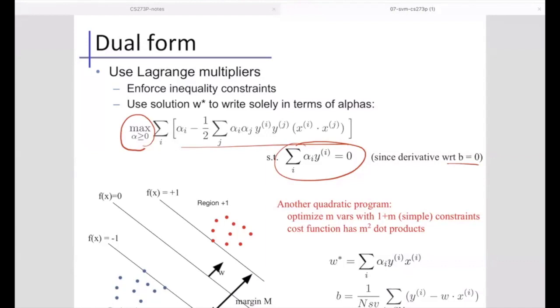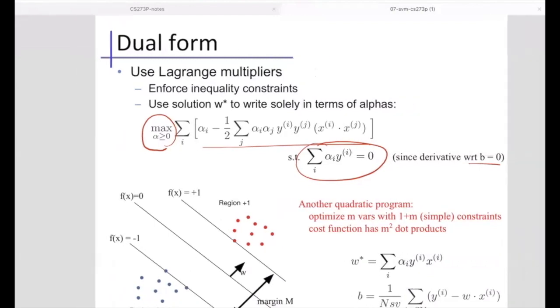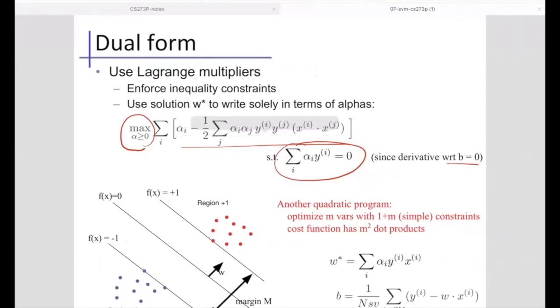You convert a problem into a new problem. This problem is another kind of constraint optimization problem, where we try to maximize this function. The function here is a quadratic function, just like what we did before, but with respect to this set of parameters alpha, the Lagrangian multipliers. If you know how to solve this problem, then you can solve the original problem.